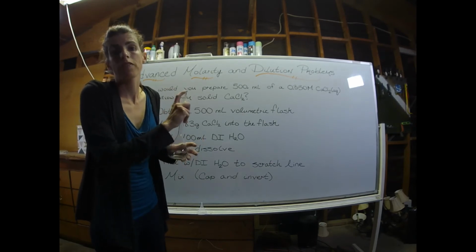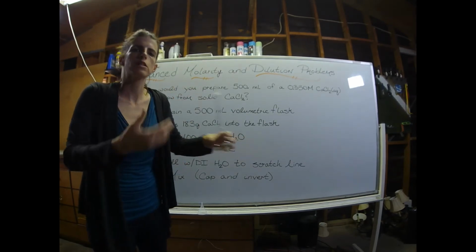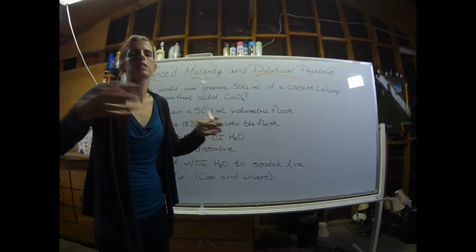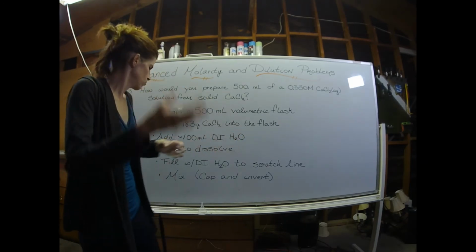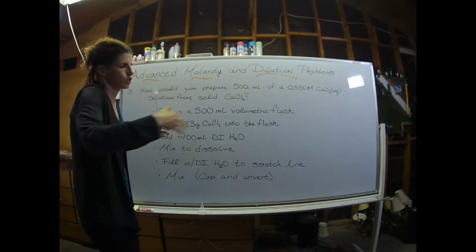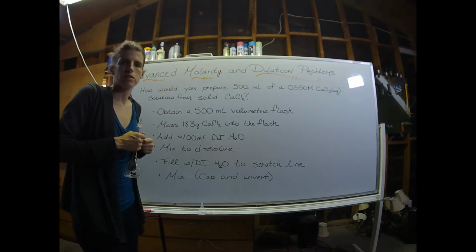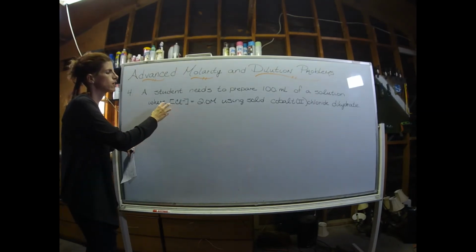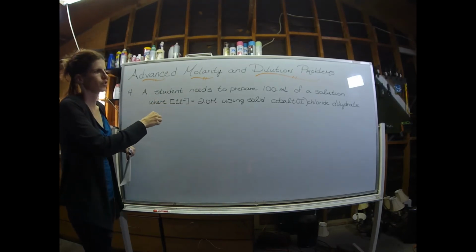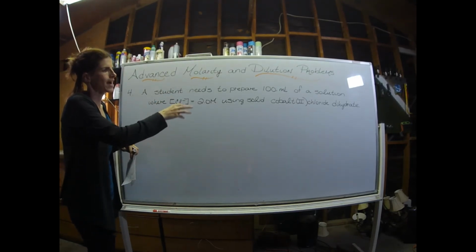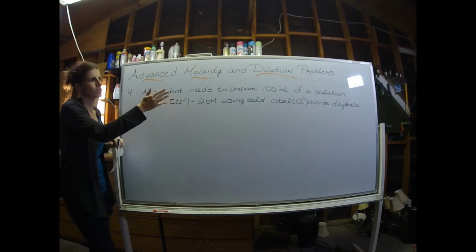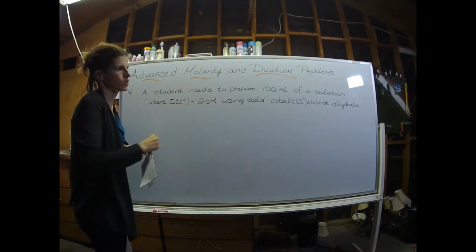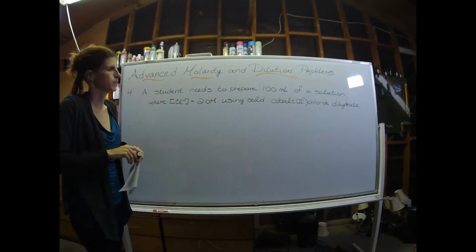Mix again, we want this to be nice and homogeneous, but you won't experience the expansion or the contraction of the total volume if you pre-dissolve your solid. This is an interesting problem because we're given a target ion concentration, but we're asked to figure out what to do with a particular salt, in this case cobalt 2 chloride dihydrate.